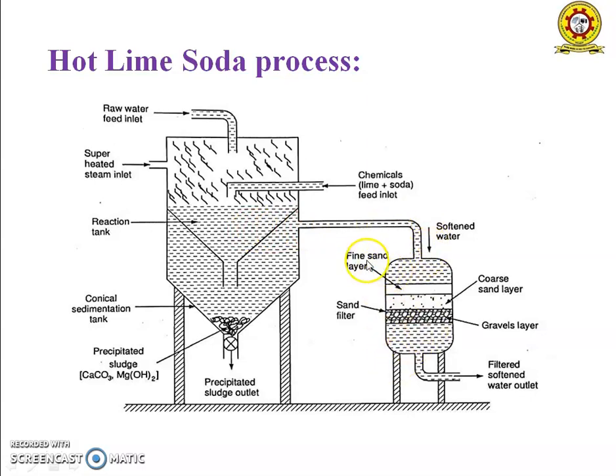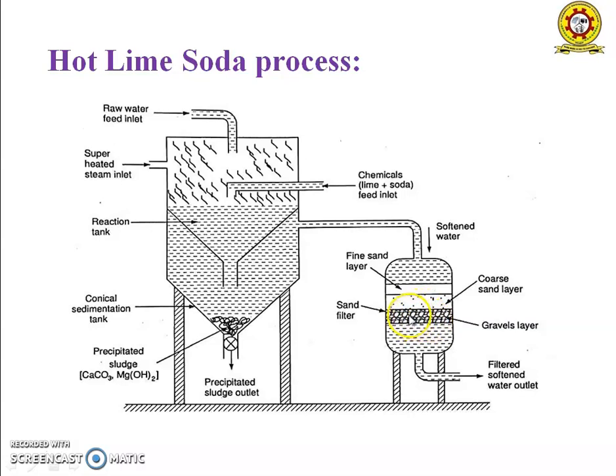In this tank, there are 3 layers: fine sand layer, coarse sand layer, sand filter, and the gravels. The softened water enters through this process, and it is passed first through the fine sand layer and then through the coarse sand layer. And here the filter paper is used to remove any unwanted particles in the salt water that is present in the softened water. And the softened water passes through the gravel layers.